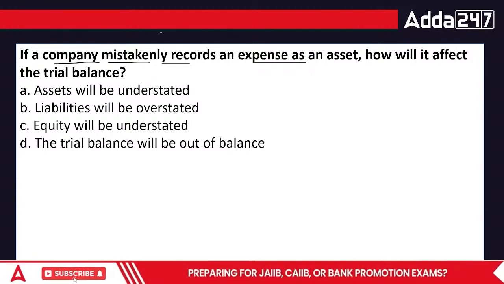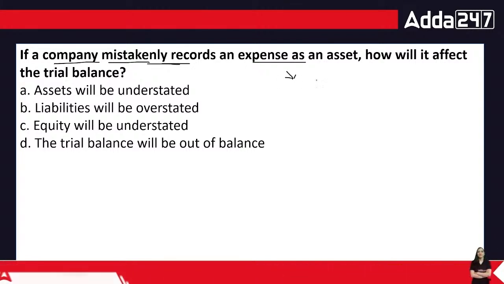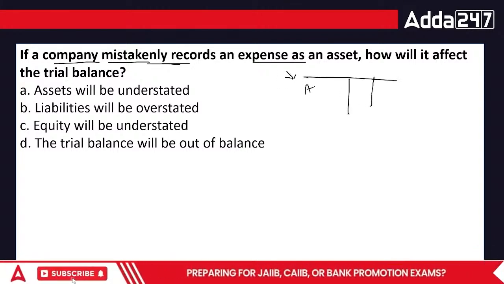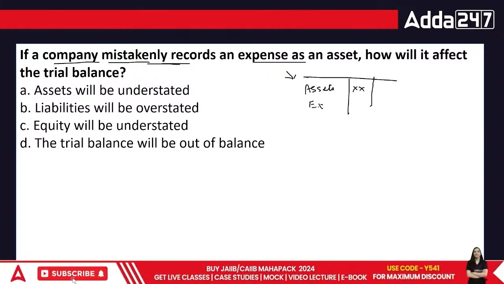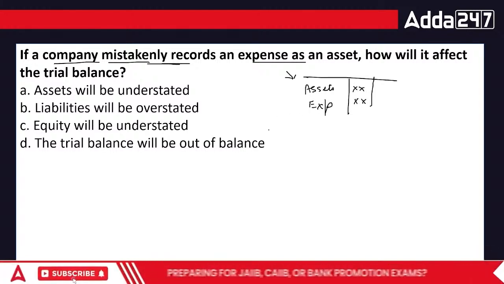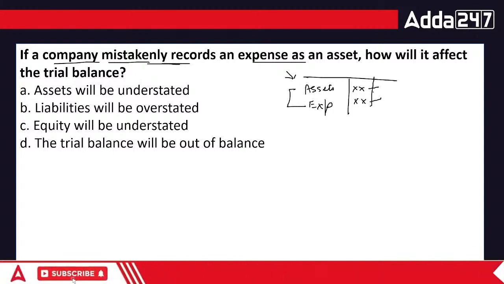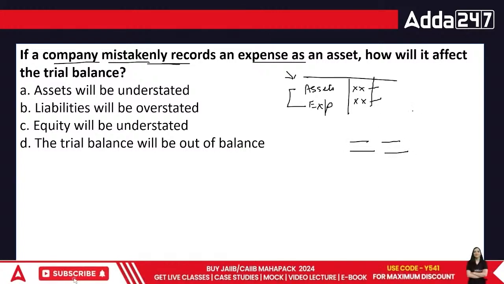Such an error, when a company mistakenly records an expense as an asset. Both of them, assets are on the debit side and expenses are also on the debit side. If we talk about the trial balance, in this case, what will happen? On the face of it, if 10,000 was to be shown here, 10,000 is shown here. The difference in terms of the total will be fine, but the presentation of your trial balance is wrong.